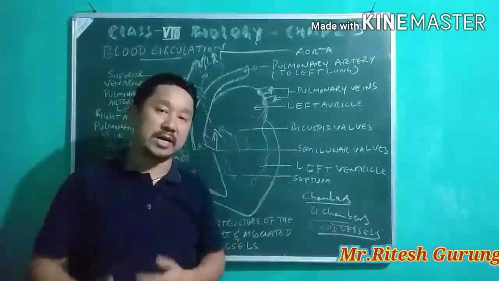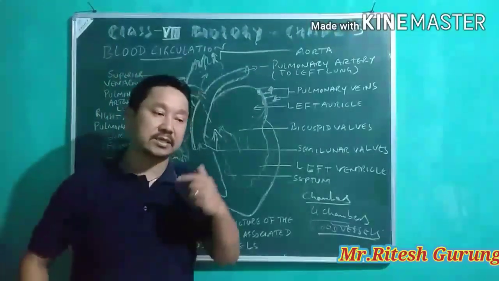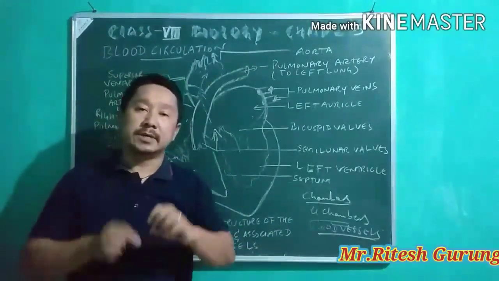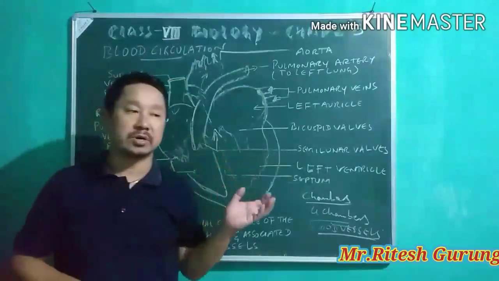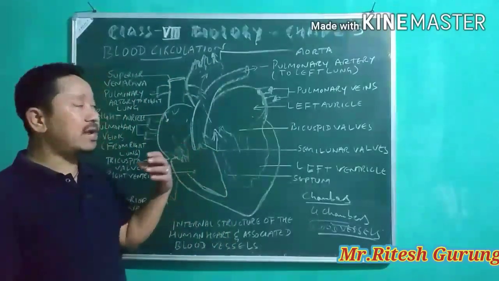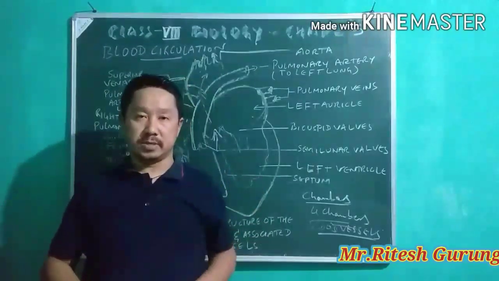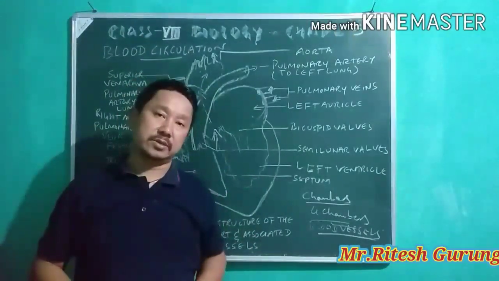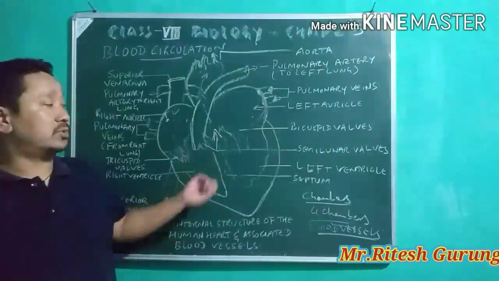It goes on. This relaxation and contraction continuously go on in a rhythmic pattern, so that a kind of sound is also heard, which is called lub-dub. And this contraction and relaxation go on about 72 times per minute. So this is how the blood circulation takes place through the human heart.